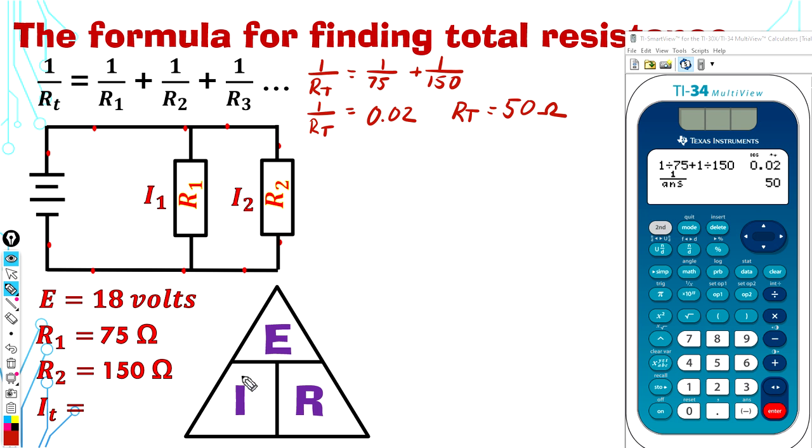Now I'm looking for I. So I cover up the I. It's E divided by R. So I've got 18 volts divided by 50 ohms of resistance. I've got 18 divided by 50, and I get 0.36 amps. All right.